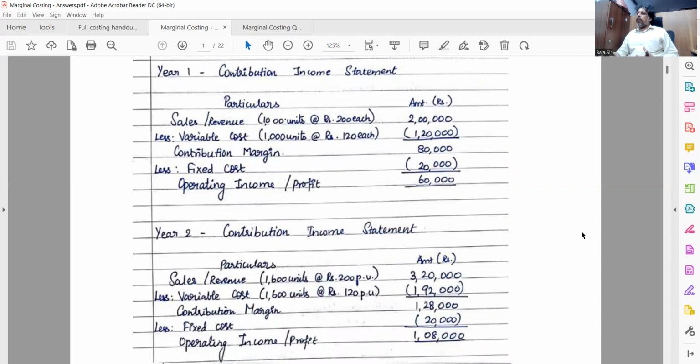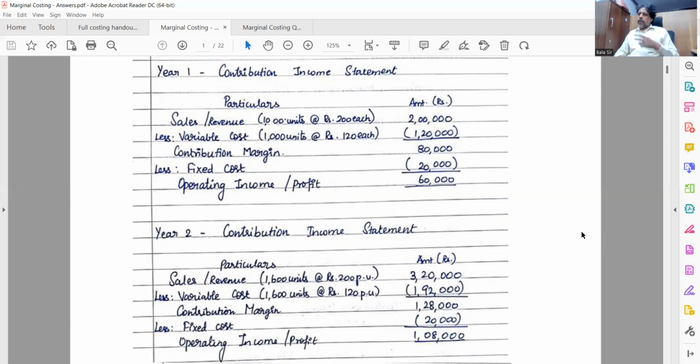Yes, Renuka, read that. Year 1 contribution income statement, particulars and amount column. Sales or revenue, 1,000 units at rupees 200 each, 2 lakh rupees. Less variable cost, 1,000 units at rupees 120 each, 1 lakh 20,000 rupees. So contribution margin is 80,000 rupees. Less fixed cost, 20,000. So operating income or profit is 60,000.